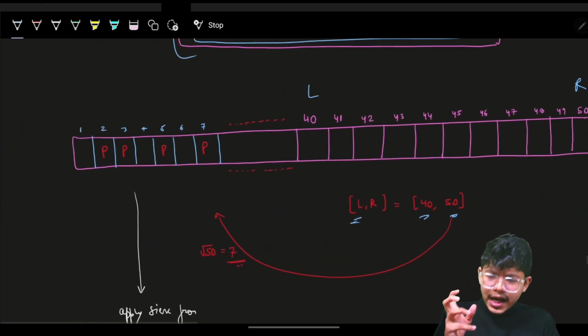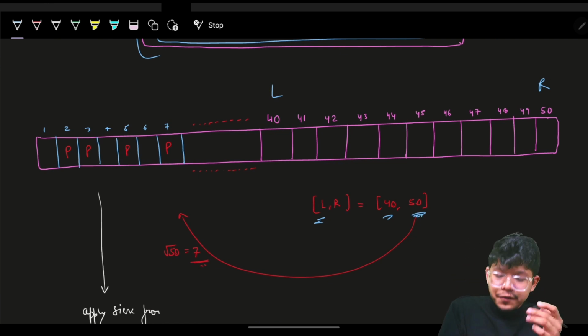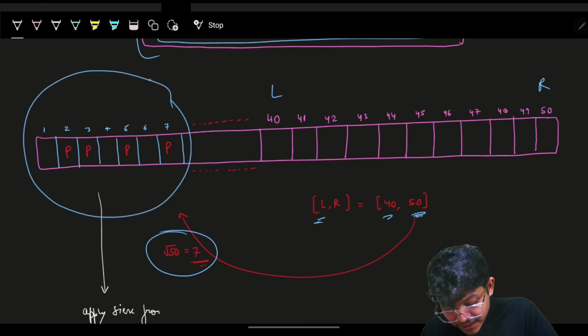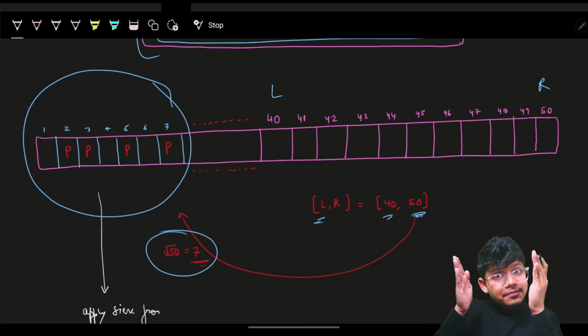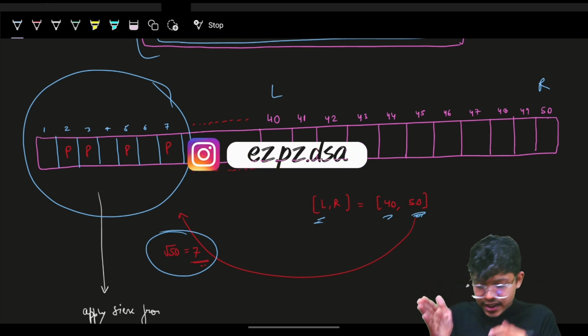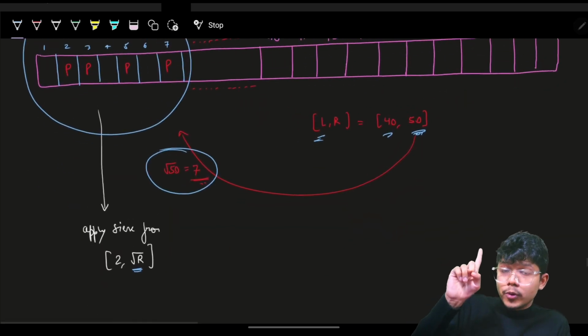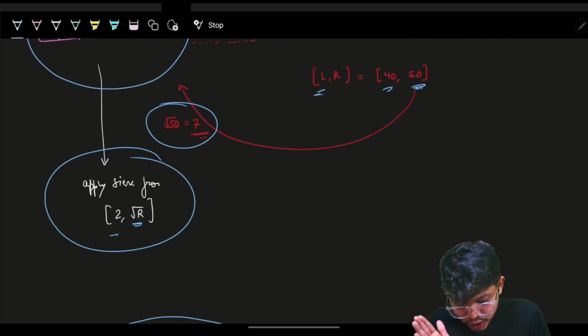So for this example, my R was 50, so I take the root of 50. I'll apply the sieve in the range from 1 to root R and generate all the prime numbers in that range. Again, the exact same optimal sieve approach we'll apply, and then we can simply say I've generated all the prime numbers in the range 2 to root R.